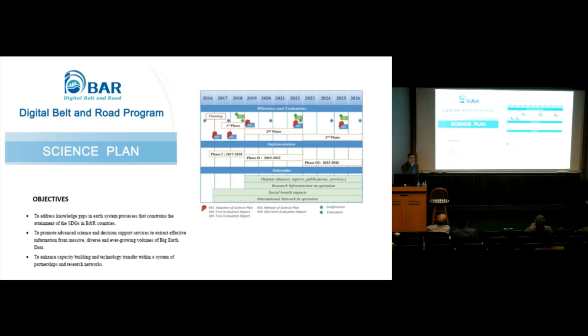The DBAR is a 10-year effort that began in 2016. We've just completed the planning phase of DBAR, and now we're moving into more of an implementation phase. And the beginning of that implementation phase will largely be collection of Big Earth data sets, development of data products.